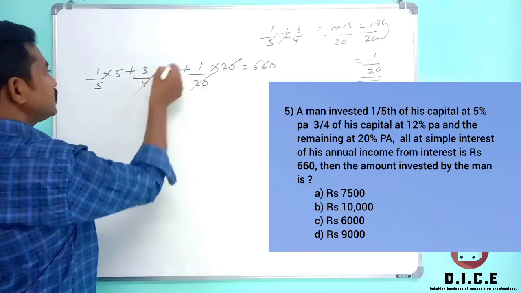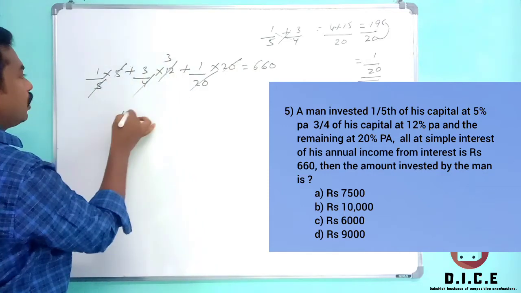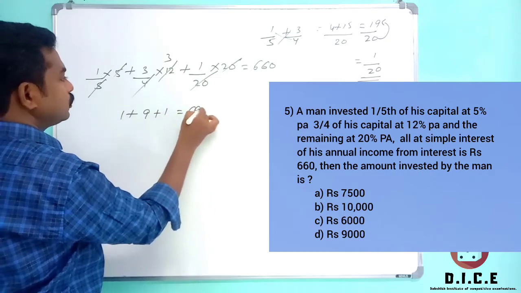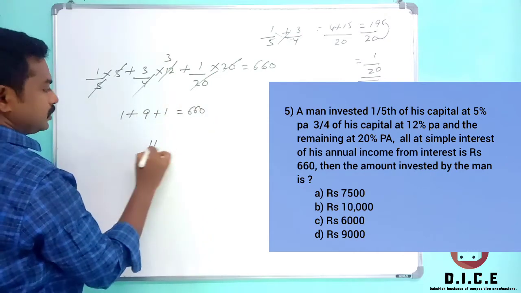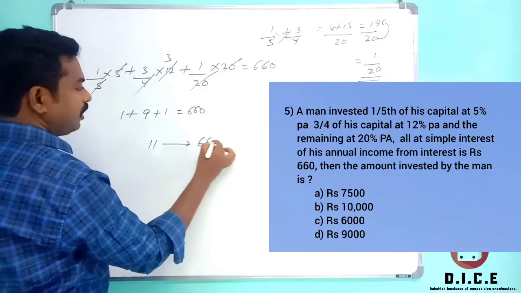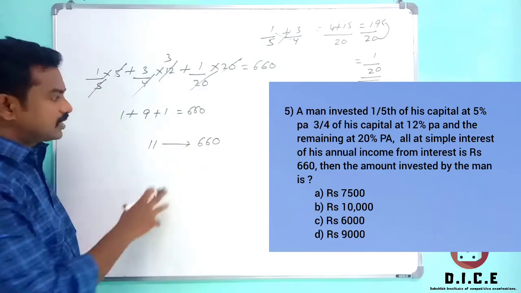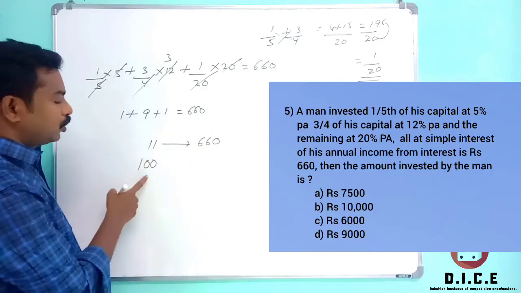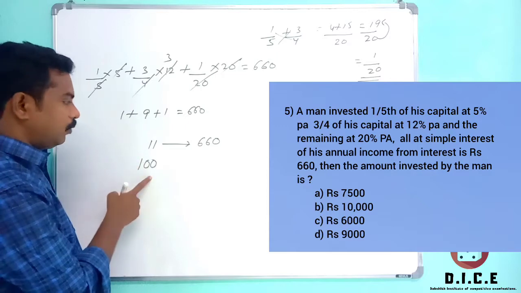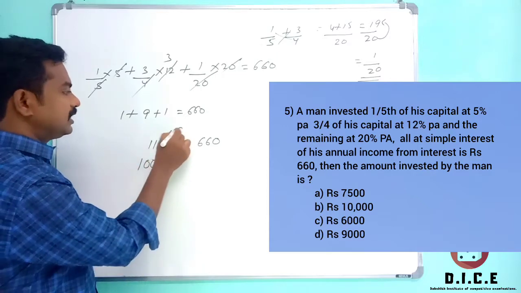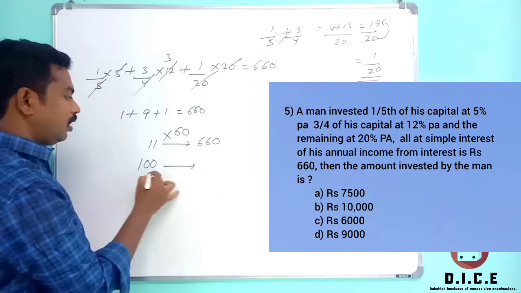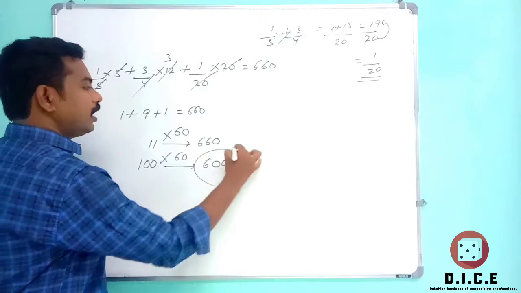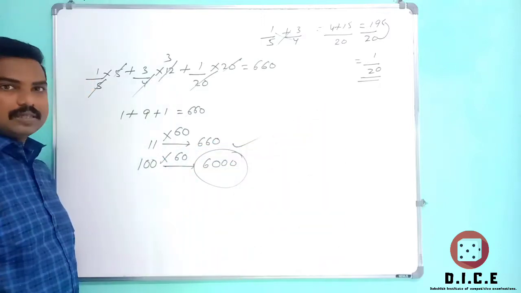20, 20, 4 1s are, 4 3s are, 5 5 gets cancelled. 1 plus 9 plus 1 is equal to 660. That is nothing but 11 parts. If 11% is 660, to find out the total amount, the total principal, we always equate with 100. What is 100%? 11 60s are 660, of course, so 100 into 60 is nothing but 6000. The principal value is 6000 rupees, that is our answer.